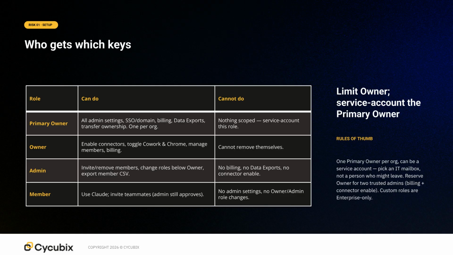Quick side-by-side on identity capabilities. Team Plan gives you SSO and just-in-time provisioning, which closes the shadow account risk for most orgs. What it doesn't give you is SCIM, meaning when someone leaves your company, you remove their SSO access, but their Claude seat remains until an admin manually deactivates them. No automatic deprovisioning, no lifecycle.